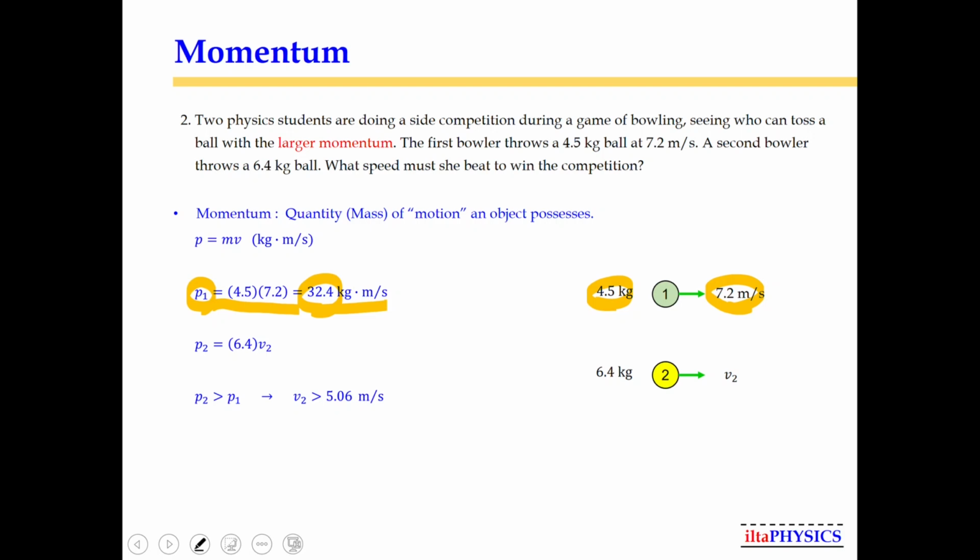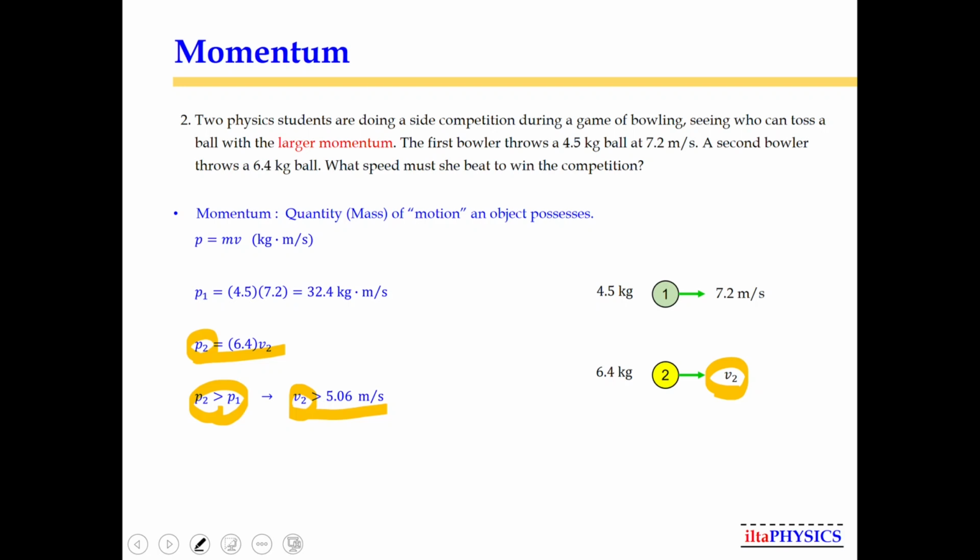If we call the velocity of the second ball v2, its momentum is also calculated as mass times velocity. For the second ball to have more momentum than the first, the relationship shows us that its velocity must be greater than 5.06 meters per second. As you can see from the results, since the second ball is heavier, it can have more momentum even at a lower speed.